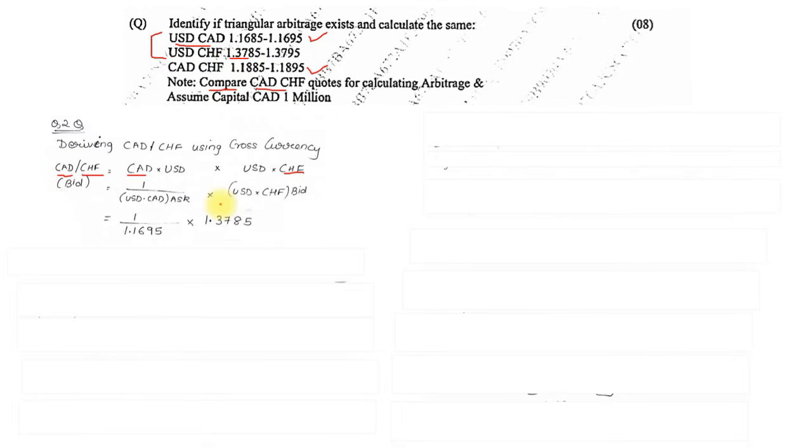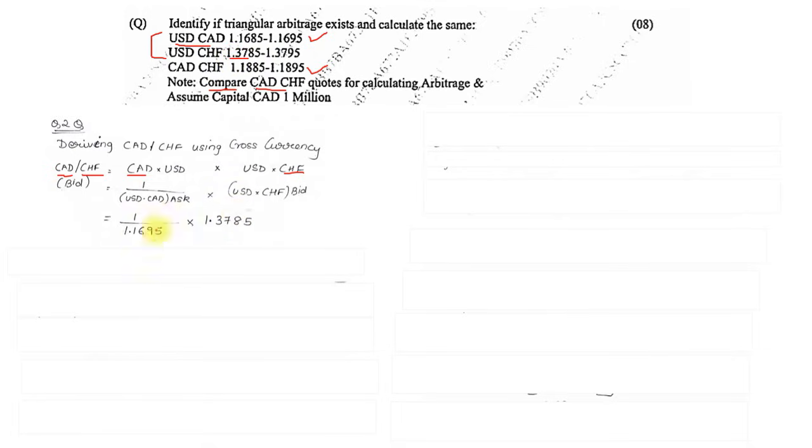So first we need to find the bid rate of CAD to CHF. The formula will be very simple. First currency is CAD, we write it down. Second is CHF, we write it at the extreme. And whichever is common, it will multiply in both. So CAD to USD. Now CAD to USD is this one, but it's in the opposite direction. If it is in the opposite direction, it will become 1 upon. For finding bid, it will become 1 upon ask. USD to CHF is in the same direction, so we'll directly take the bid rate of that. So 1 upon ask for the first currency, that will be 1 upon 1.1695, and bid is 1.1385.